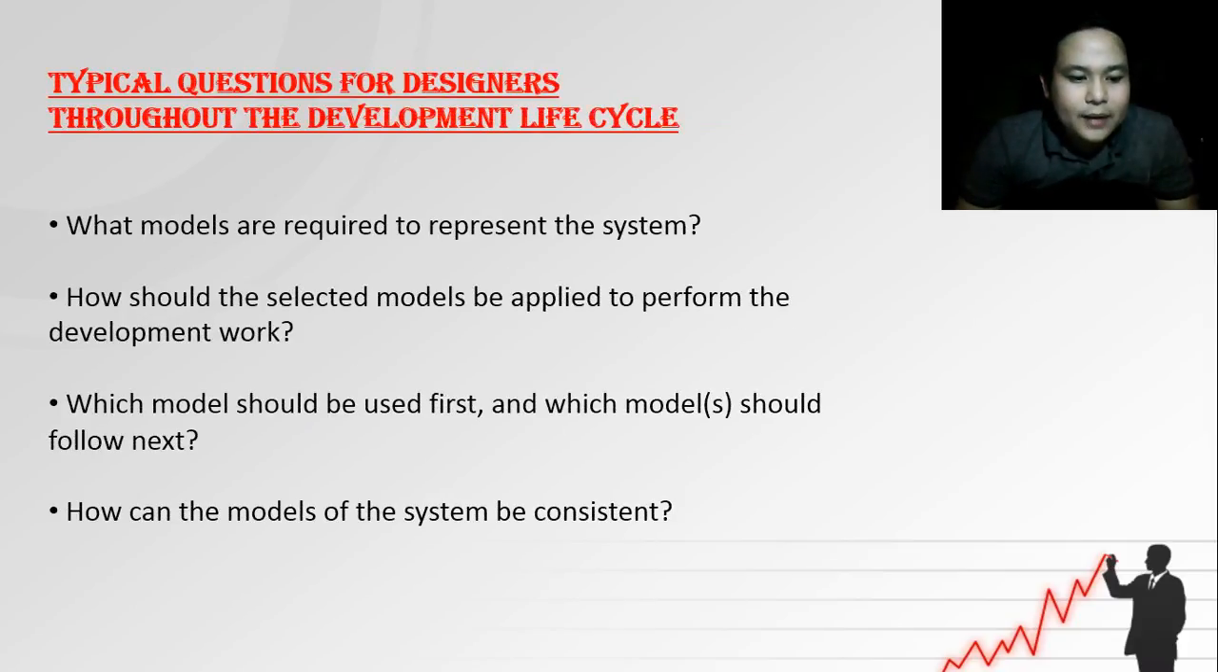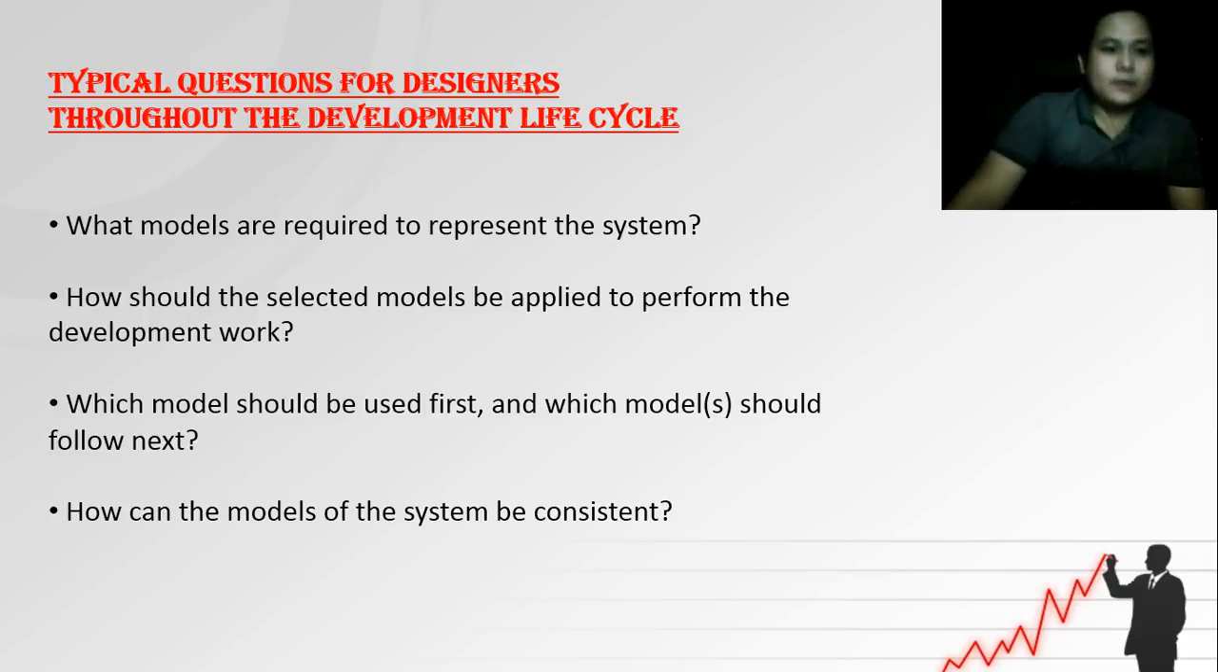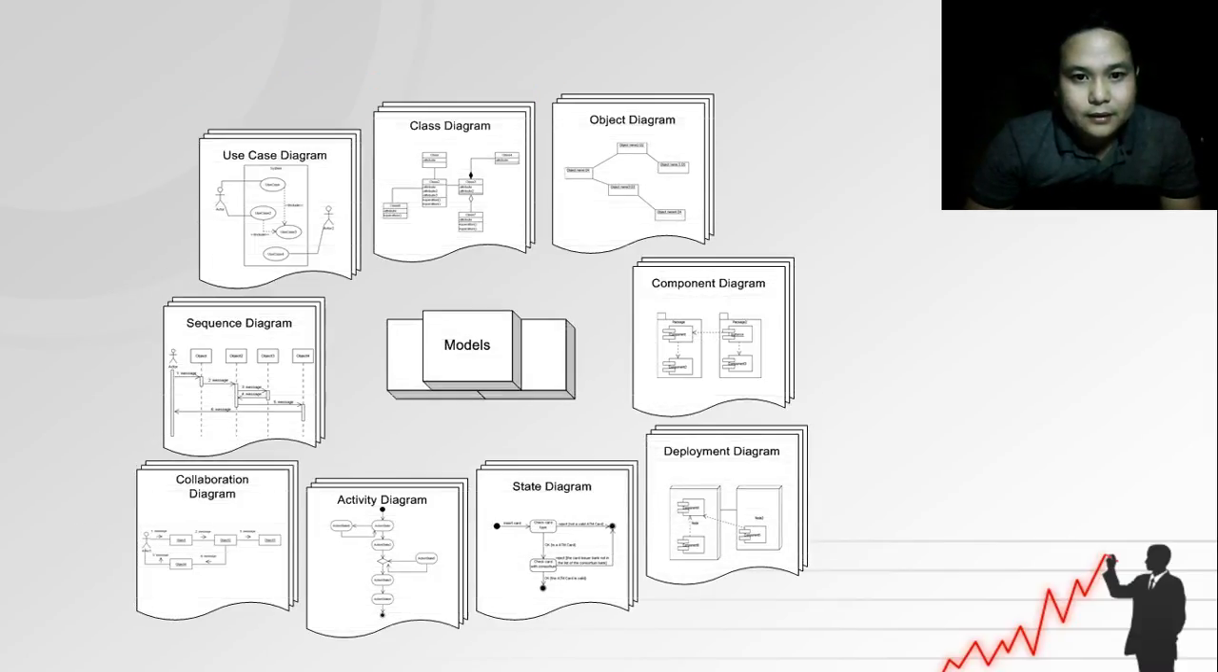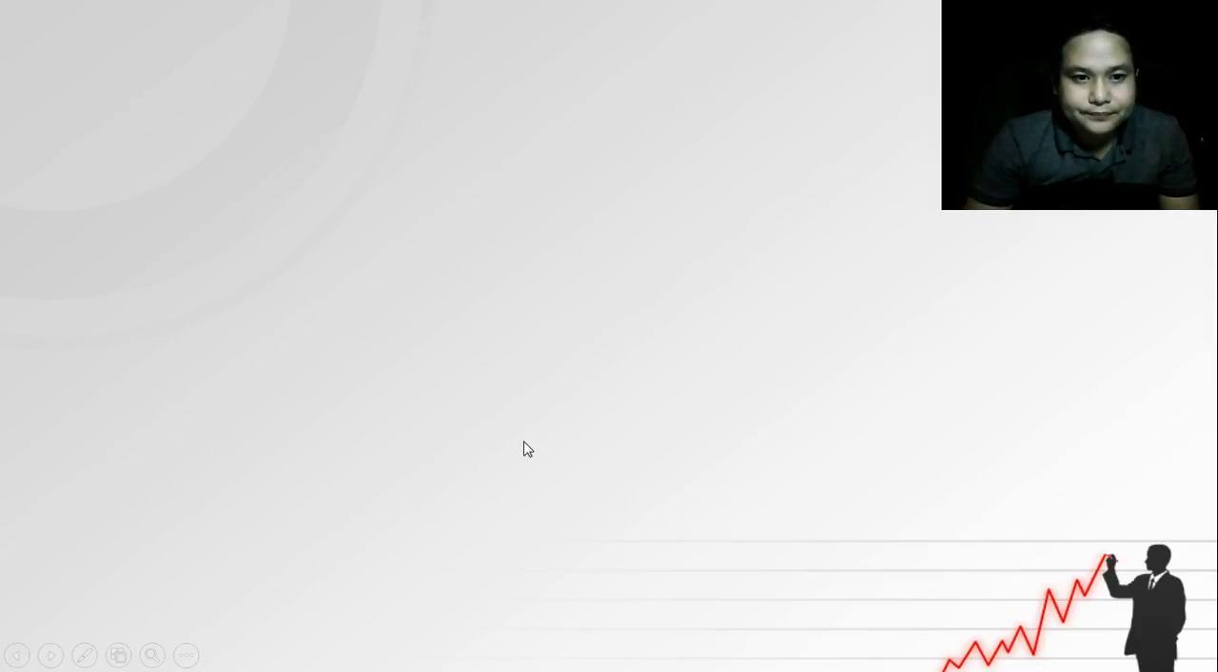Then, there are typical questions for the designer throughout the development life cycle. These questions will give the opportunity to plan and design in the most effective way. What are these questions? The first is, what models are required to represent the system? Here you can choose what kind of models you would like to use for your system. It depends on the problem of the system.